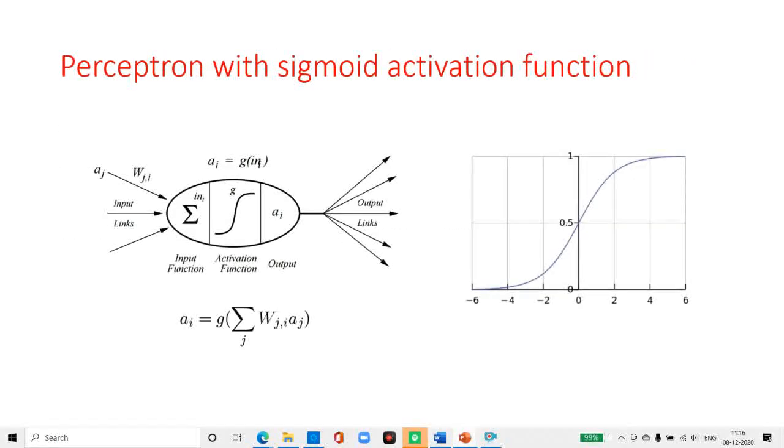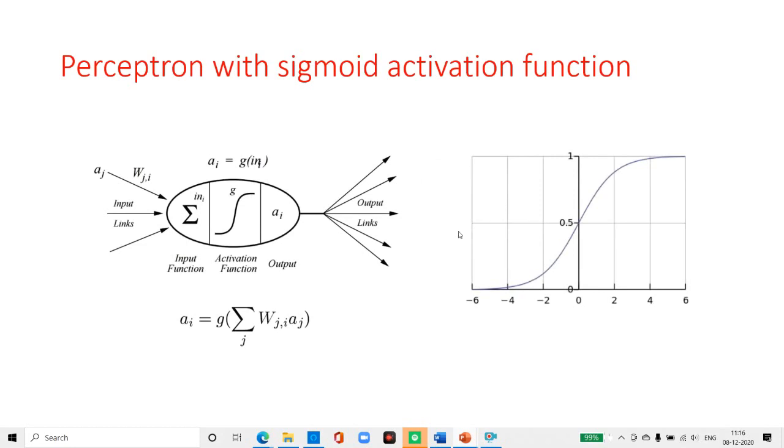So the next is a perceptron. In a perceptron with sigmoid activation function. So the diagram shows a perceptron with sigmoid activation function. So the sigmoid function is one of the most popular activation functions in a neural network model, and this is the sigmoid curve.